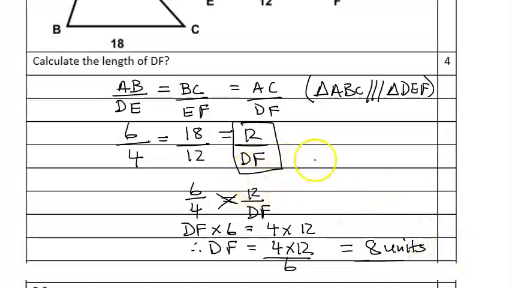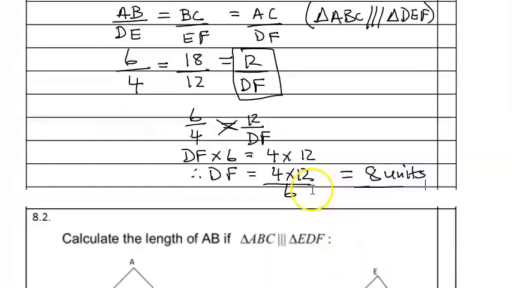So once again, a quick recap. If two triangles are similar, their sides are in proportion, and we choose our unknown and any one complete ratio, cross multiply and solve for the unknown. Let's look at the next example.